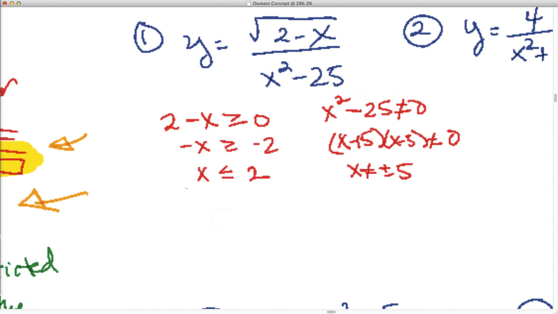And then at that point, what do we do? Well, we draw a number line and combine your answers.